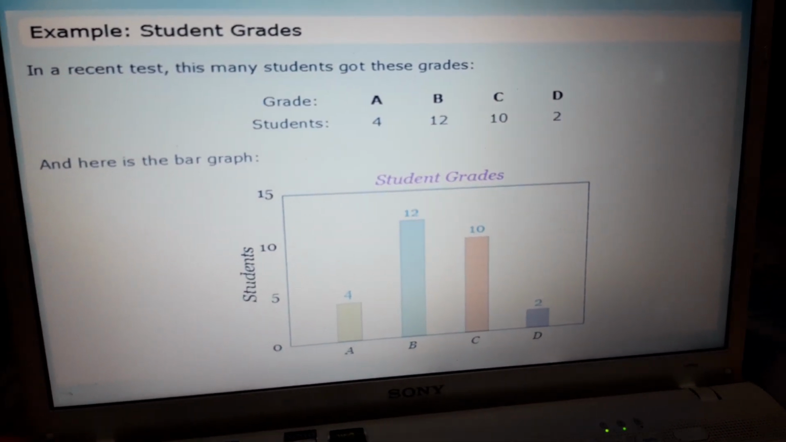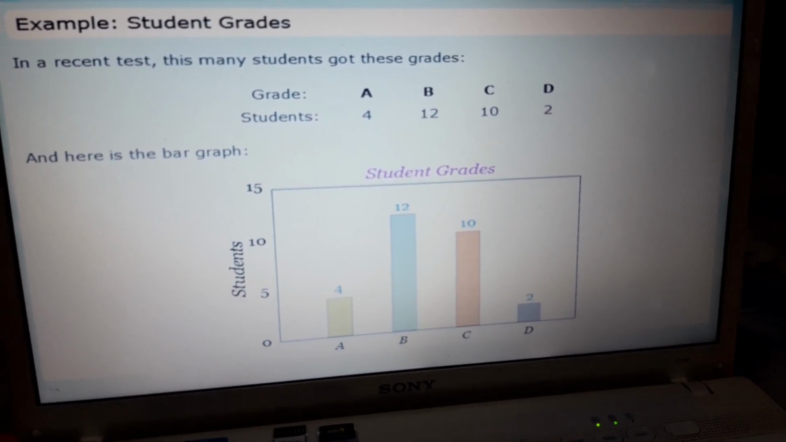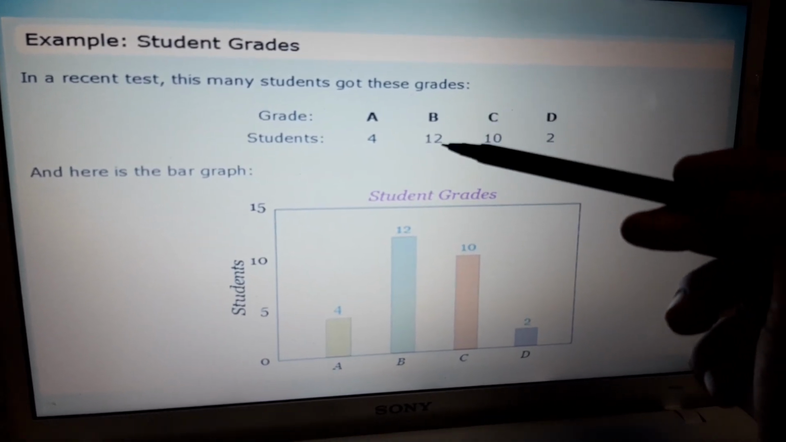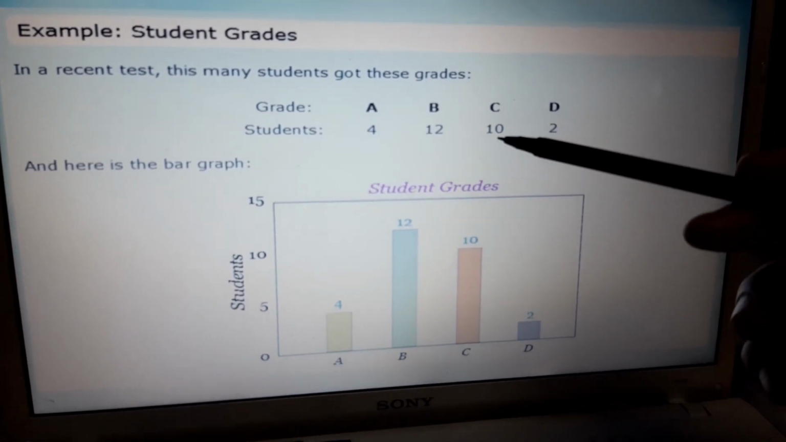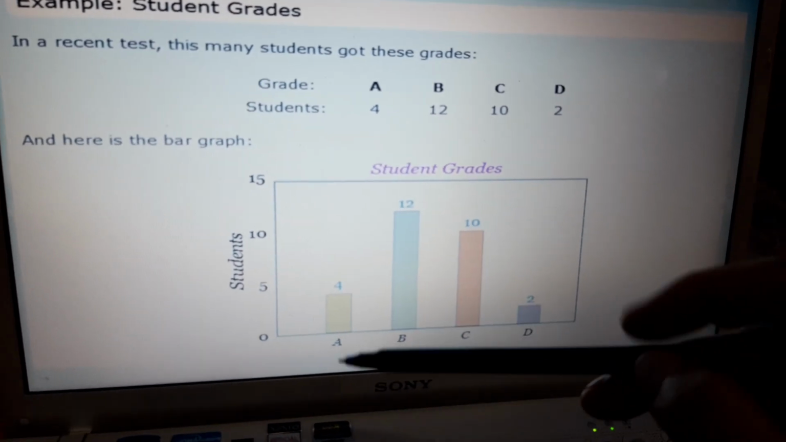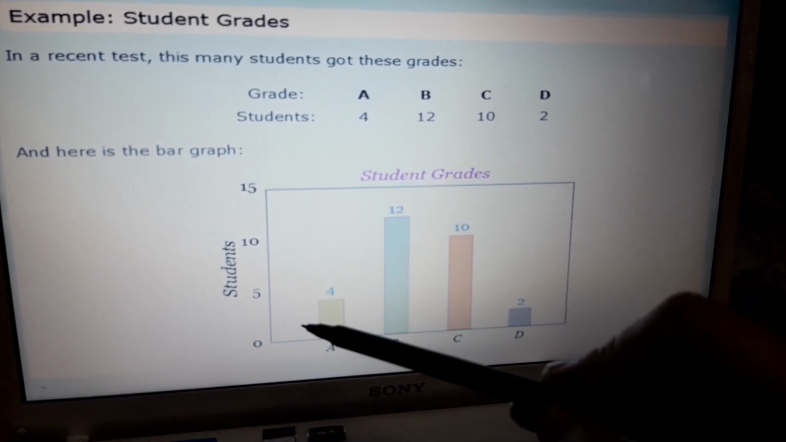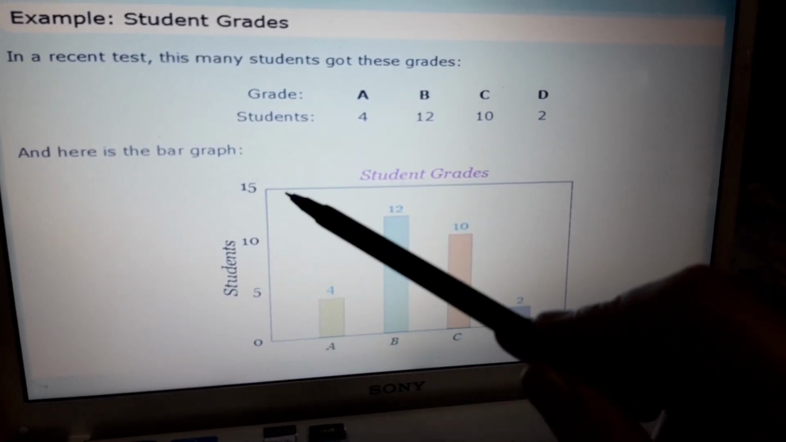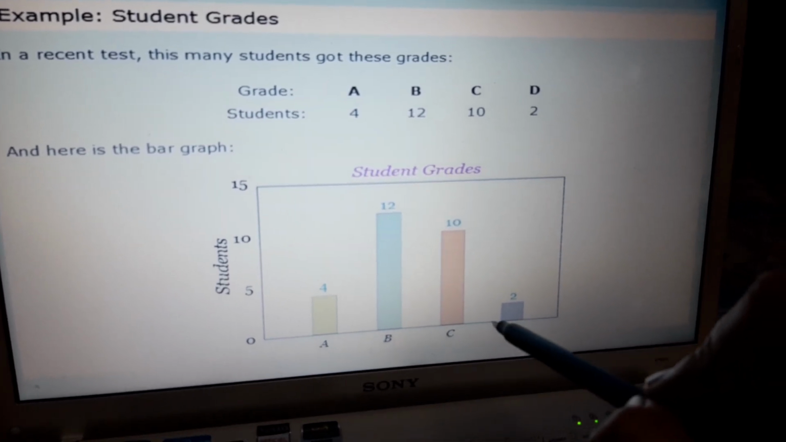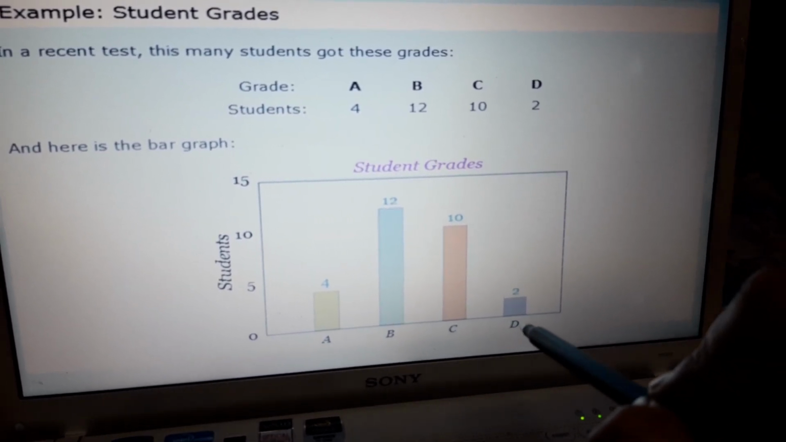Next example of the bar graph is the student grades. Suppose in a recent test, this many students got these grades. A grade is scored by 4 students, B grade is scored by 12 students, then 10 students got C grade and 2 students got D grade. I want to draw the bar graph for this. Now the frequencies we are going to plot on the vertical axis. If we are drawing the vertical bar graph, the frequencies are always on the vertical side. And here I am going to do the labeling: A grade, B grade, C grade and D grade.